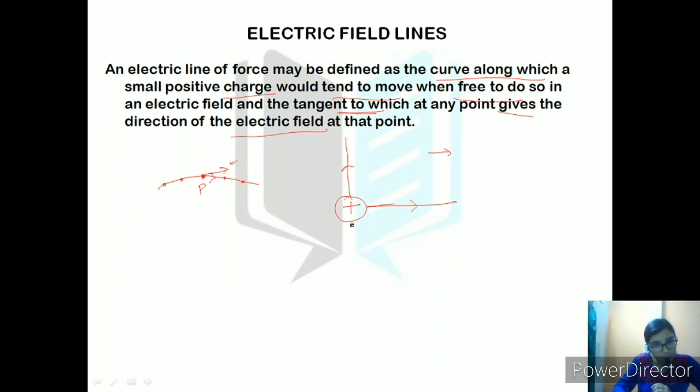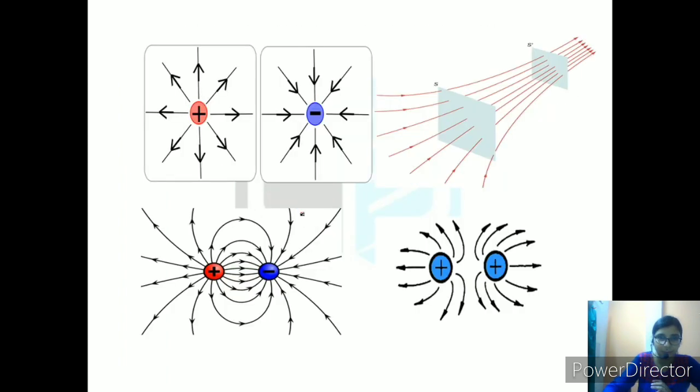Now again if I place a small positive charge here, it will move away because of the electric field, because of repulsion. So this is the direction of the electric lines of force here. Again if I place a positive charge, it will tend to move in this direction, which will give the electric field lines. Am I clear? Now let's see the example of all this here in the diagram.